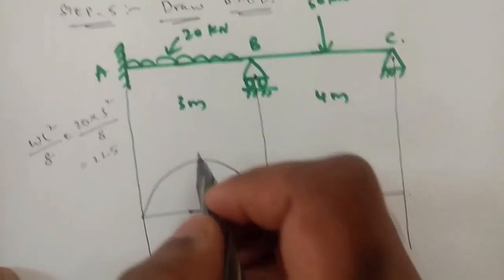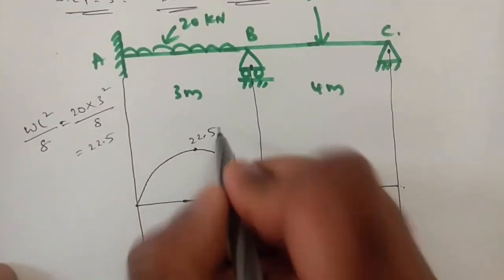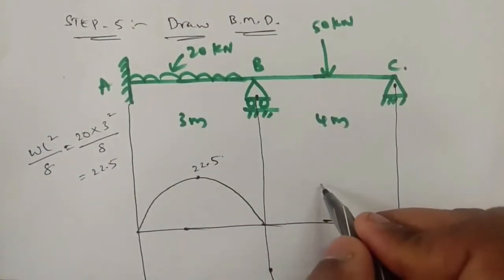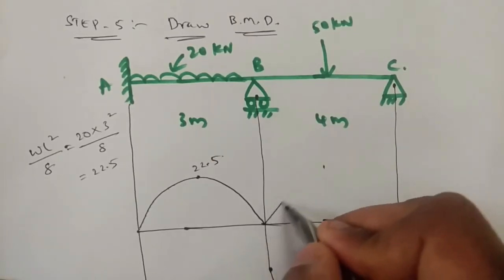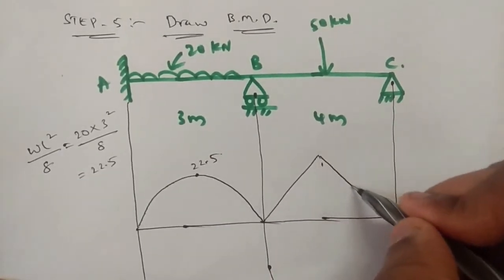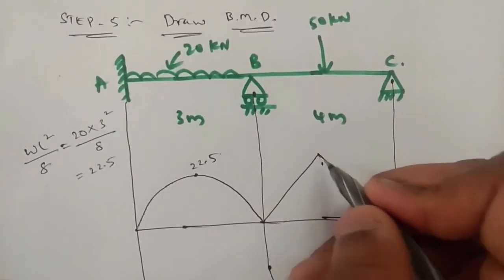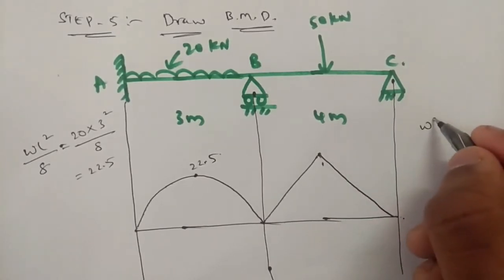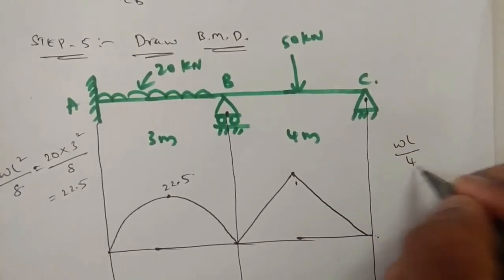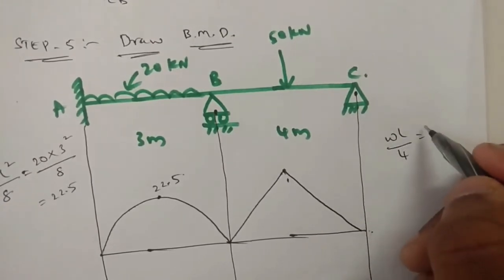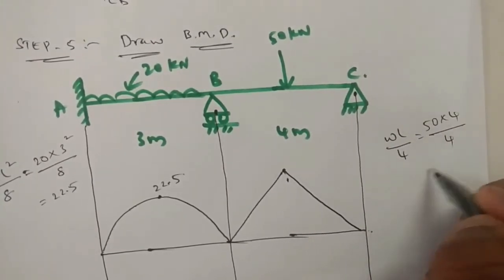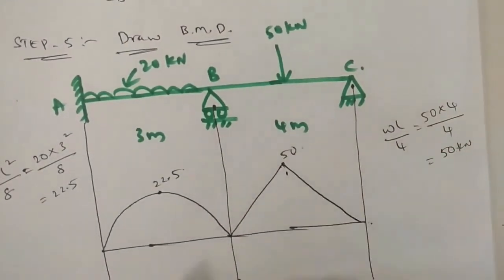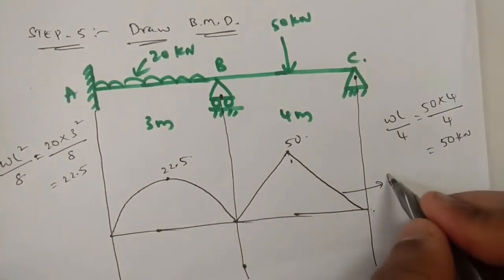So the maximum value will be 22.5. For this point load, we know we'll get one triangle. To find the maximum value of this point, we have the free bending moment formula for point load at center, WL by 4. W value is 50, length is 4 meters divided by 4. Solving, you will get 50 kilonewton meter. So this value is 50. So this is our free bending moment diagram.